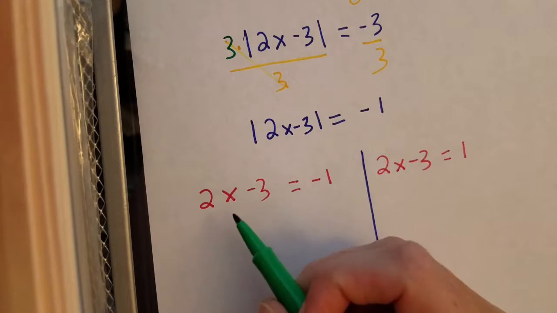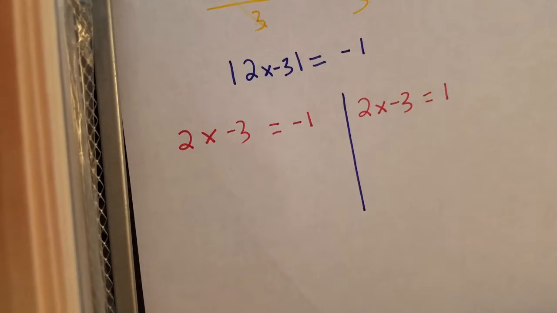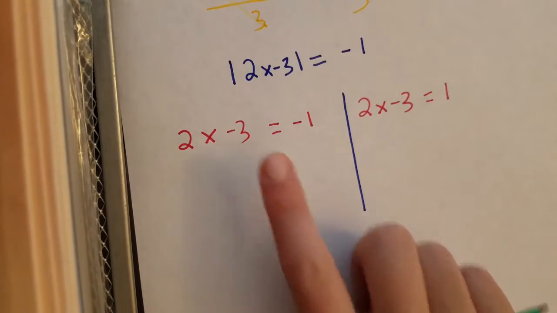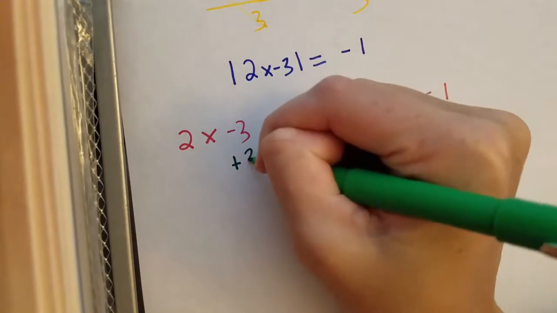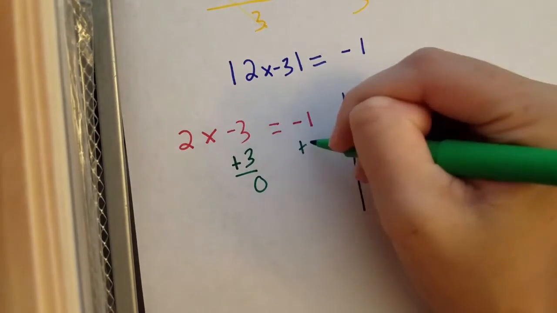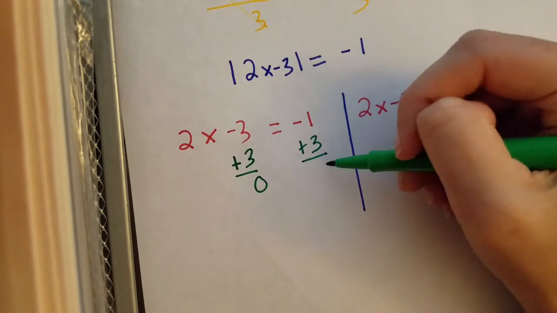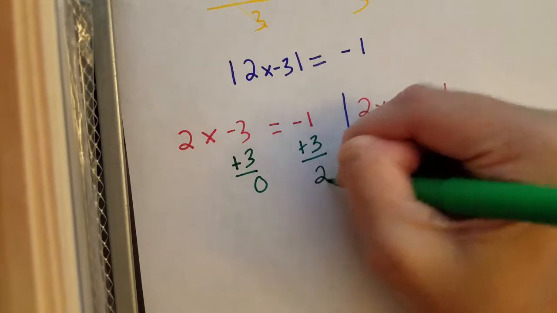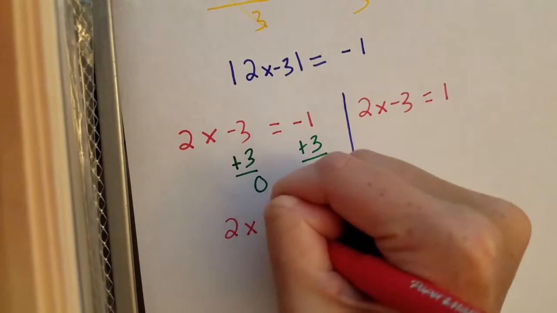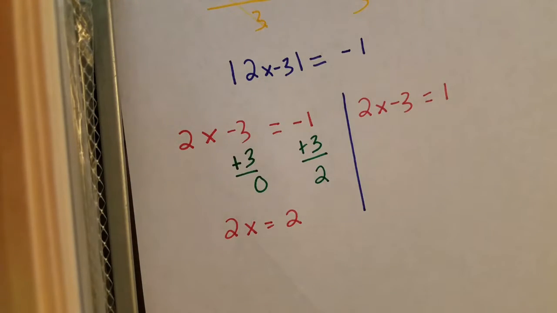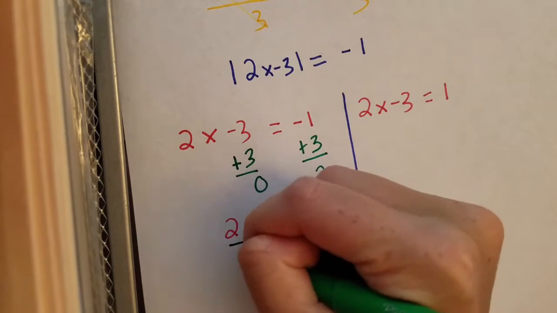So for this first one we just solve for x like we normally would. First I'm going to move negative 3 to the other side, which the way we do that is by adding 3 on both sides. Negative 1 plus 3 is 2. So now we are left with 2x equals 2. And then the way that we move multiplication to the other side is by dividing it on both sides.